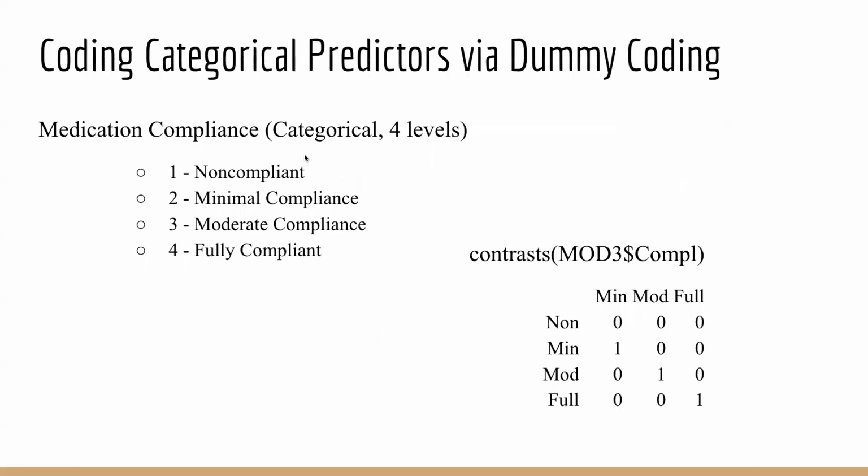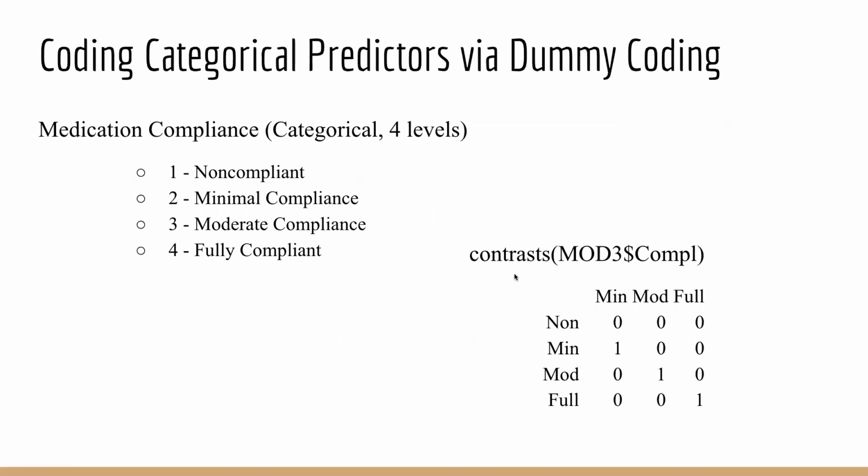So let's do this with our data. I picked dummy coding because we have a categorical variable of 2 or more levels. As I previously mentioned, our categorical predictor is medication compliance. So that's denoted in the chart here by non, min, mod, and full.